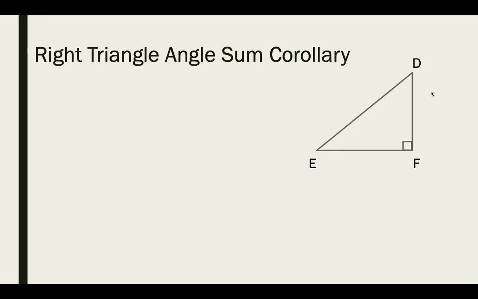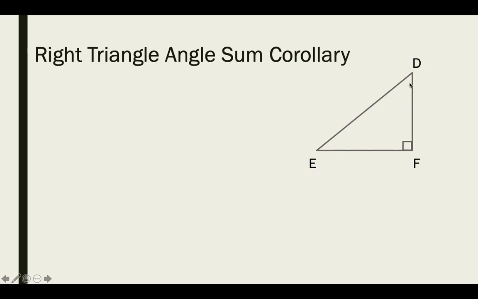A corollary is just a statement that follows from a theorem. So we just learned that the three angles of a triangle must add up to 180. If it's a right triangle and one of them is a 90-degree angle, well, what do the other two have to add up to? 90, right? Because 90 plus 90 is 180.